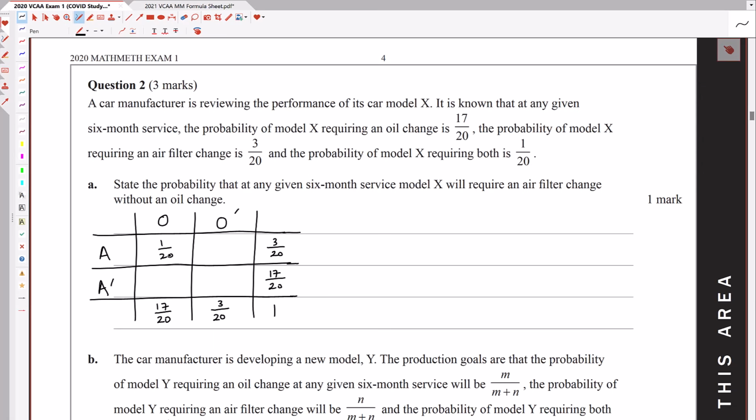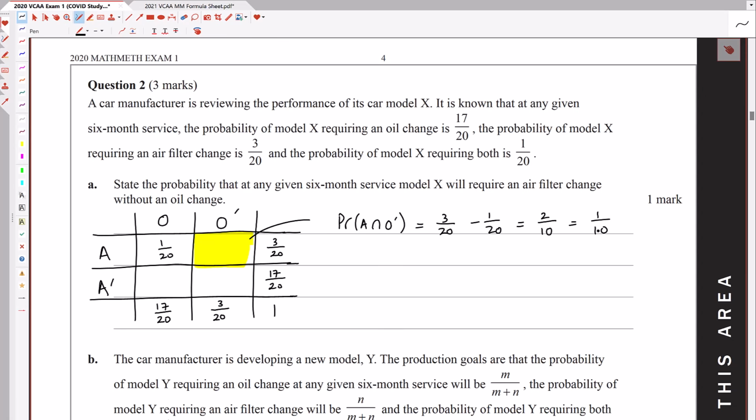So what we're actually looking for is the probability that at any given 6-month service, model X will require an air filter change without an oil change. So air filter without oil, it's actually this box that we're interested in here. And so therefore, the probability of needing an air filter change and not an oil change is going to be 3 on 20 minus 1 on 20, which is going to be 2 on 20 or 1 on 10 or 0.1. So it's just a 1-mark question for that answer.